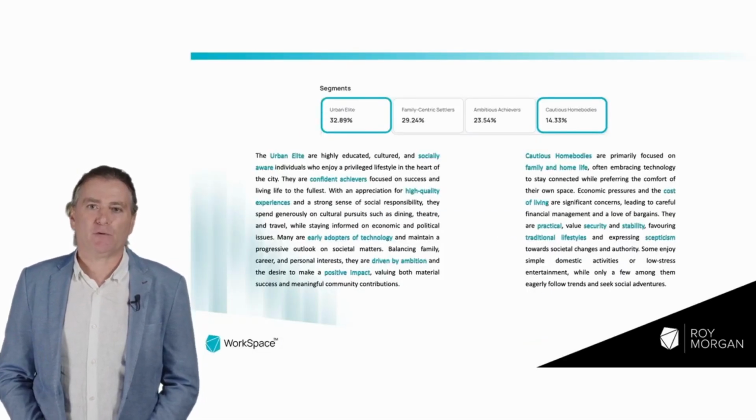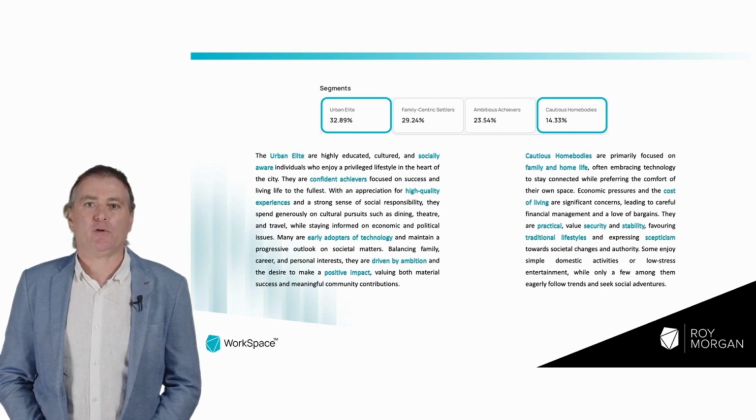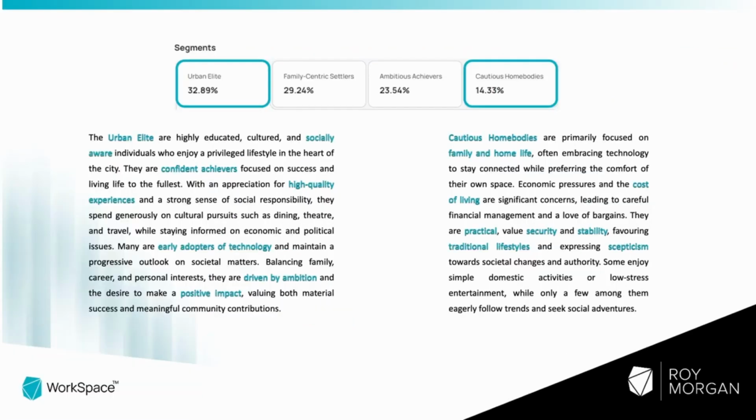Let us have a closer look at the Urban Elite and cautious homebody segments. Using the automated description, we can see that Urban Elites are socially aware, confident achievers who are looking for high-quality experiences. Many are early adopters and are driven by ambition and the desire to make a positive impact. Compare this with the cautious homebodies. They are cautious, family-focused, worried about the cost of living. They value security and stability and are driven by simplicity.